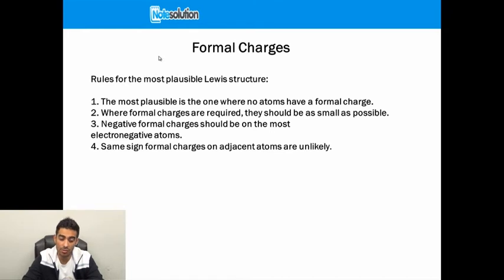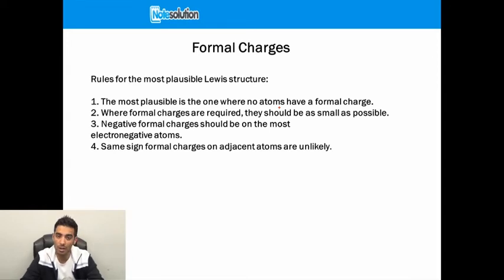So there are specific rules for formal charges. The most plausible structure is where no atoms have a formal charge. So you want to try to find a structure where atoms do not have formal charges. The main goal is to find the structure that has the least formal charge present. Where formal charges are required, they should be as small as possible. So you should always aim for a smaller formal charge.